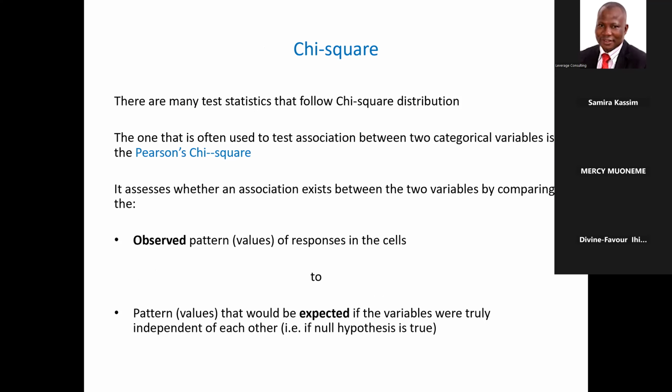Now there are many test statistics that follow chi-square, as I've said. The one that is used to test association between 2 categorical variables is Pearson chi-square. It assesses whether an association exists between 2 variables by comparing the observed pattern with the expected pattern. Observed is what you see; expected is the pattern you expect if the null hypothesis is true. Let's go on to understand better.